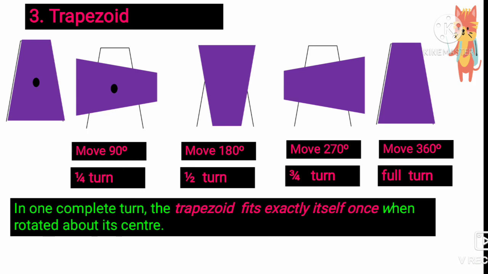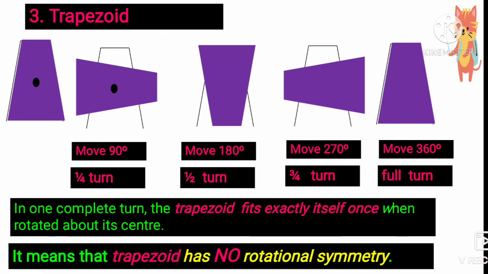So let's take a look. In one complete turn, the trapezoid fits exactly only once when it is rotated about its center. Sorry, this is the center, supposed to be here. So it means that the trapezoid has no rotational symmetry. If it can only fit exactly itself once, we say it has no rotational symmetry.